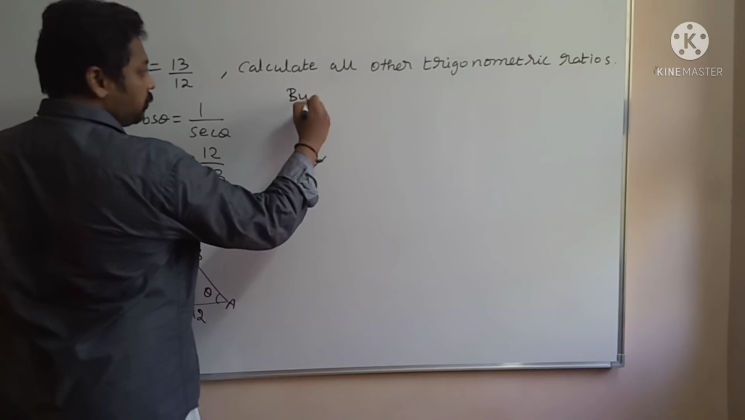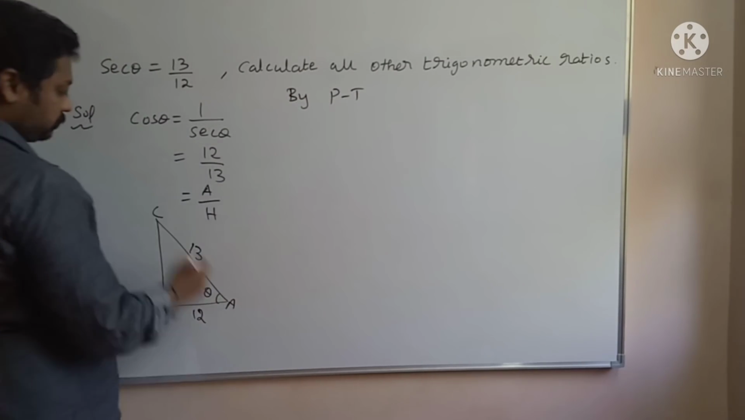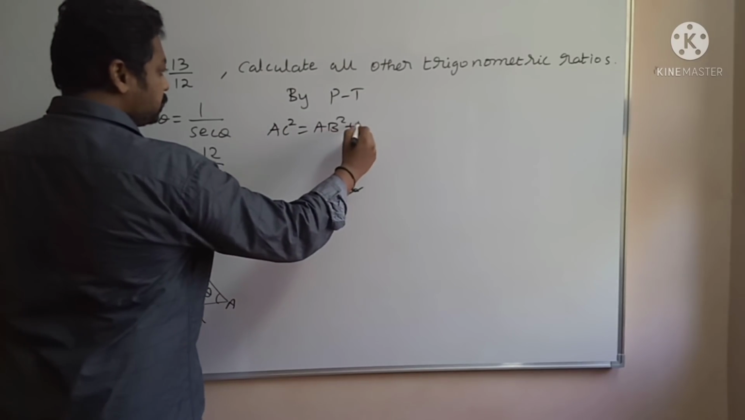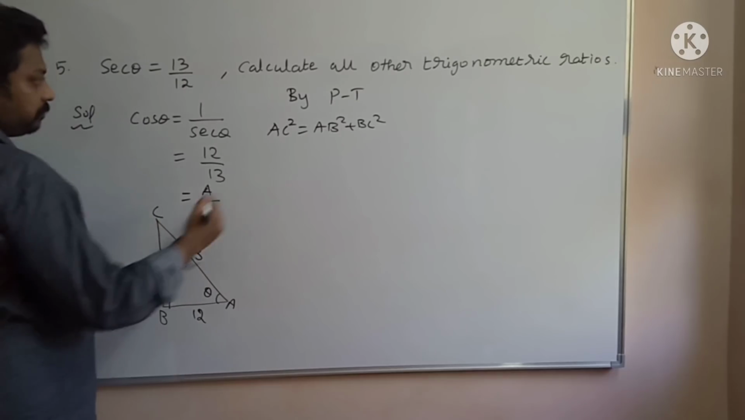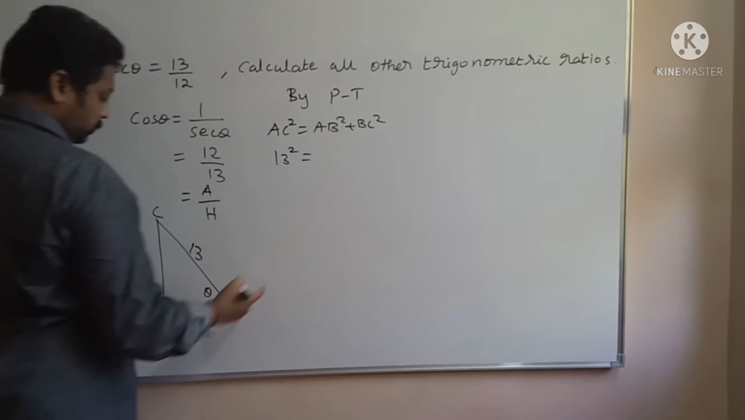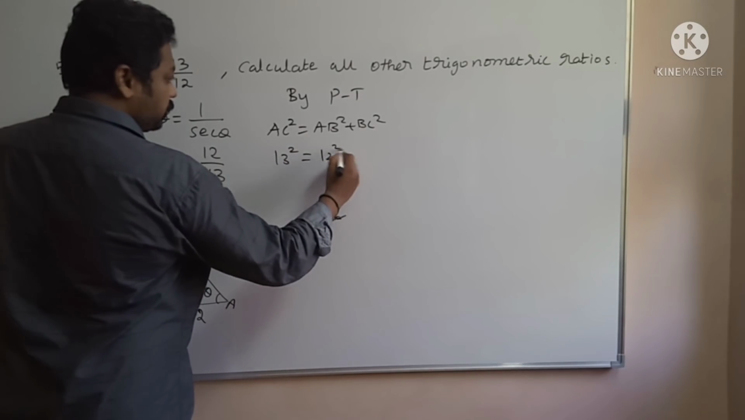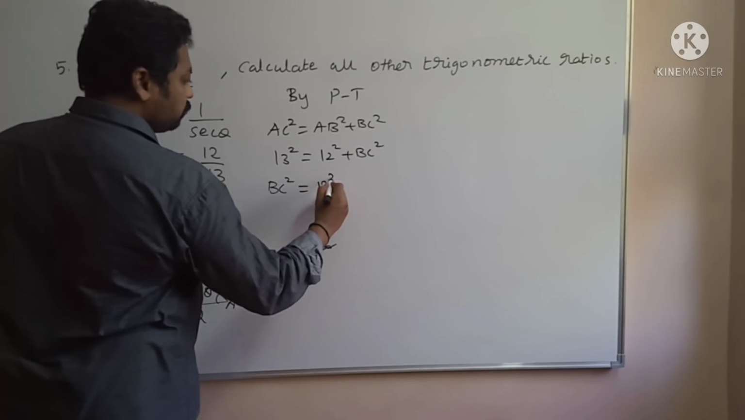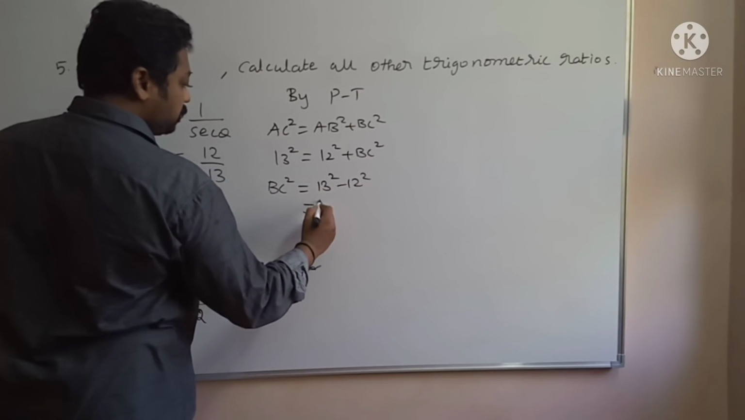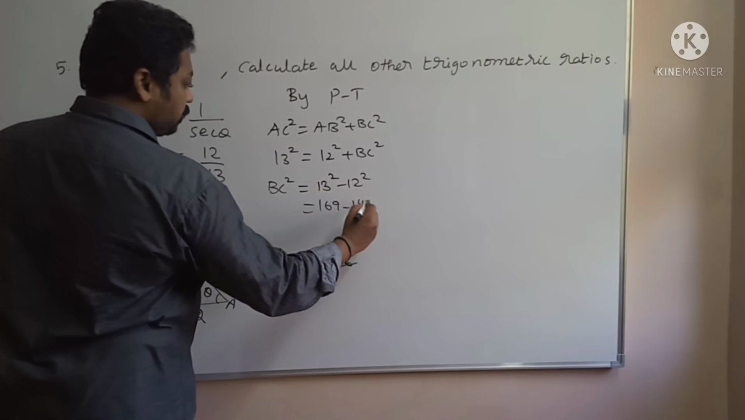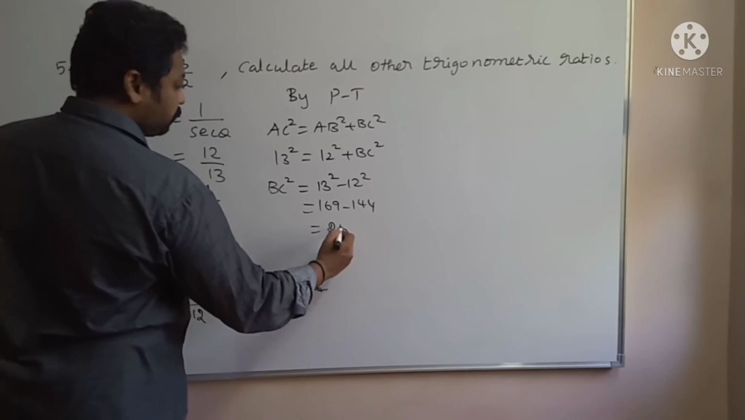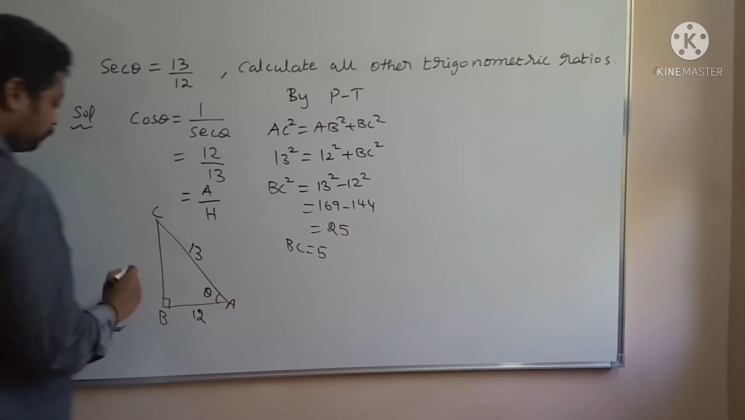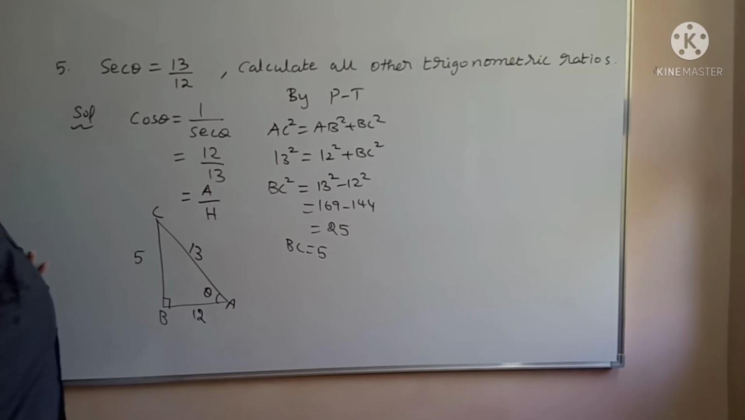By Pythagoras theorem, AC square is equal to AB square plus BC square. AC square we know, that is 13 square, which is equal to AB square, 12 square, plus BC square. We need BC, so BC square is equal to 13 square minus 12 square, that is 169 minus 144, that is equal to 25. If BC square is 25, BC is 5. So we have found BC.